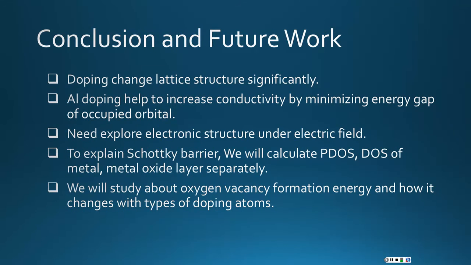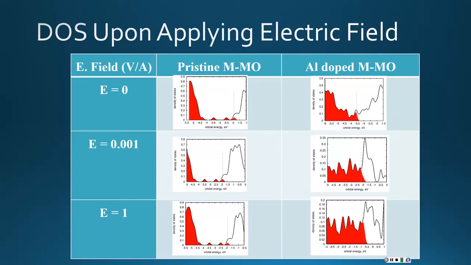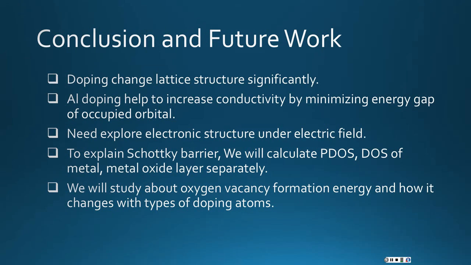So from this DOS calculation, I can say that because of doping, or under the electric field, the change in occupation number is huge. So doping changes the lattice significantly, but the most important result is that doping helps to increase the conductivity by minimizing the energy gap and increasing the occupation number in the higher energy states.